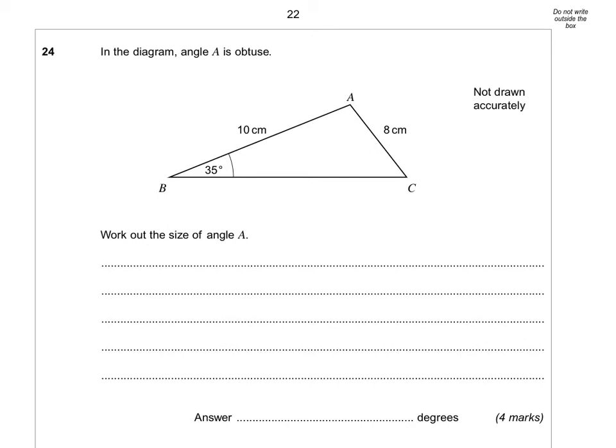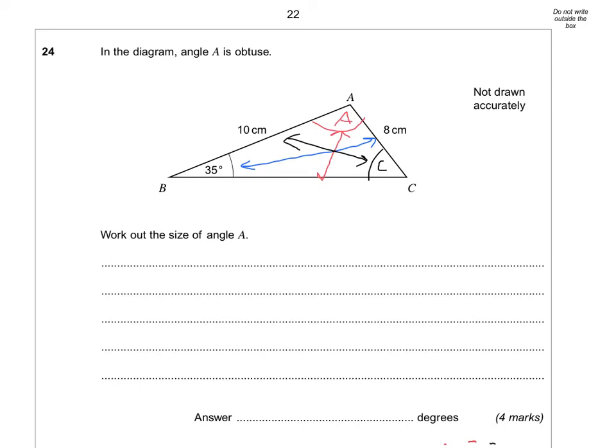Question 24. In the diagram, angle A is obtuse. Work out the size of angle A. Now we can see that we have angle B and the side directly opposite it, but we don't have any information about the side directly opposite angle A. So what we're going to do is work out the size of angle C, because we do have the side that's opposite that, and we can then work out angle A from there.